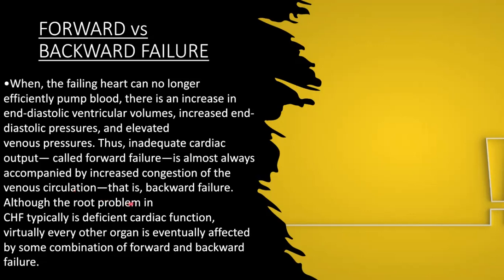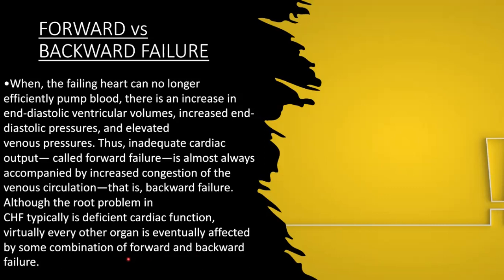Please note that this increased congestion of the venous circulation, or venous congestion, is now the backward failure. So if you cannot pump out, you accumulate. And if you accumulate, blood will accumulate in the veins, and this will lead to venous congestion, and that is a backward failure. Now, although the root problem of congestive heart failure typically is deficient cardiac function, virtually every other organ is eventually affected by some combination of forward and backward failure.